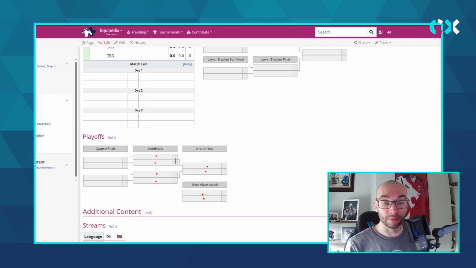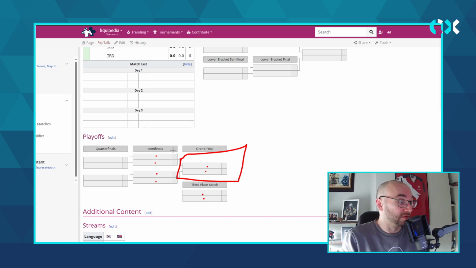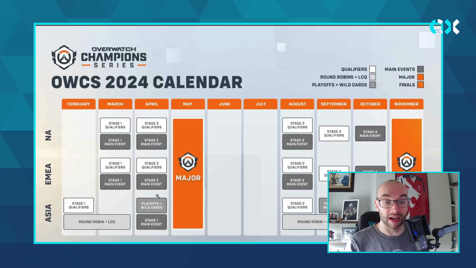Now, this 3rd place match is very important because, obviously, these top 2 teams are going to play for 1st and play for the title and the additional prize money that comes with 1st. Both of these teams are going to go to the Asia LAN. So if we go back to this, the Asia LAN is actually this bit here. We're not talking about the major, we're just talking about the Asia LAN, okay?